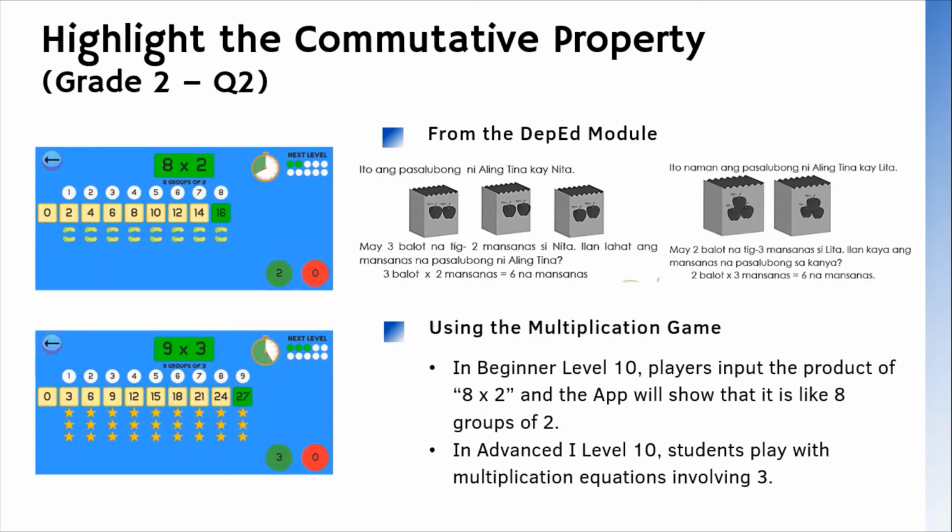In advanced level 10, students play with multiplication equations involving 3. For example, 9 times 3 is 27, and the app will show that it is 9 groups of 3. So that is how the multiplication game can highlight the commutative property of multiplication.